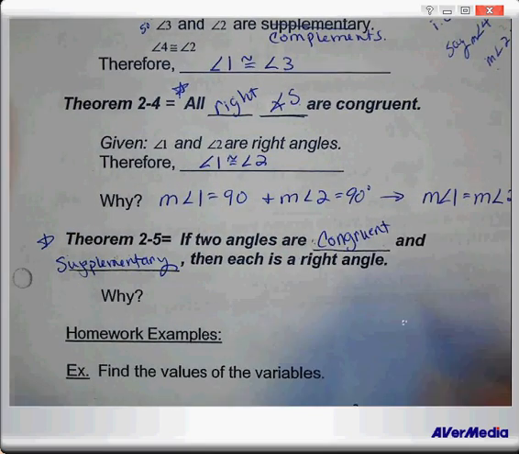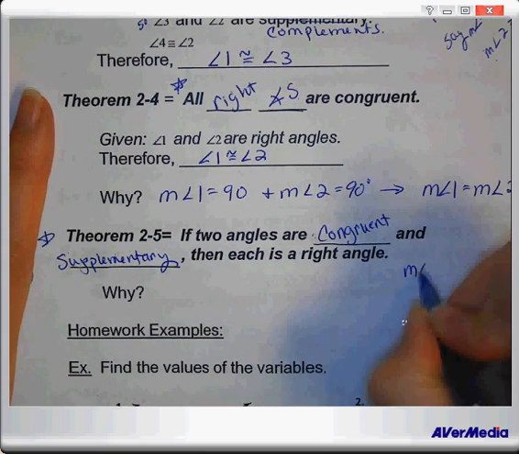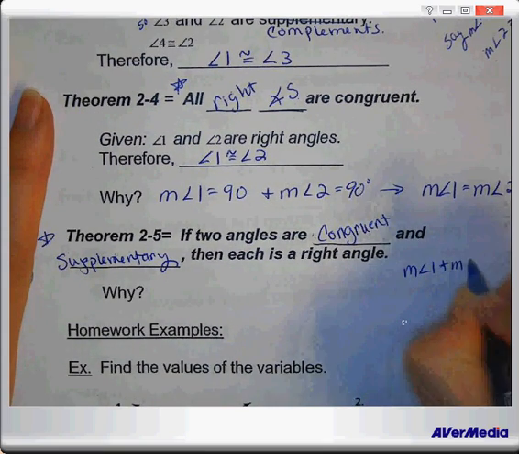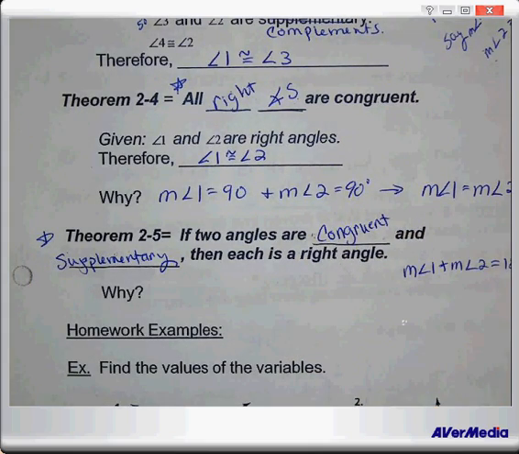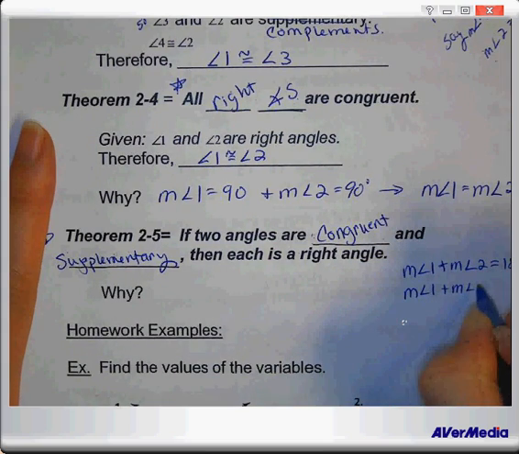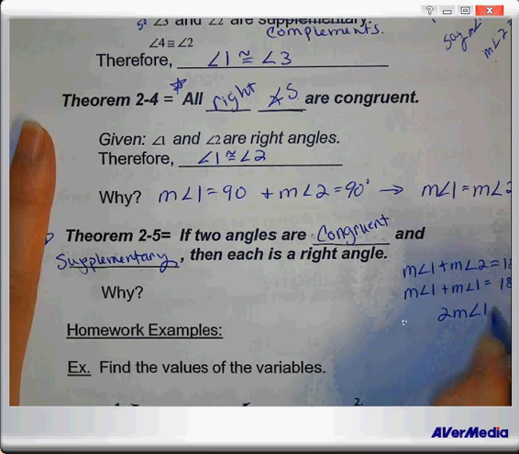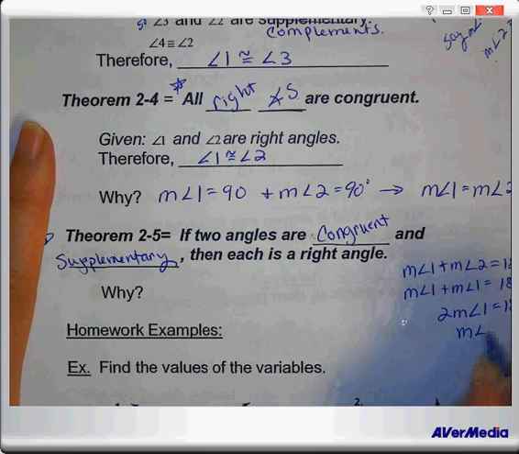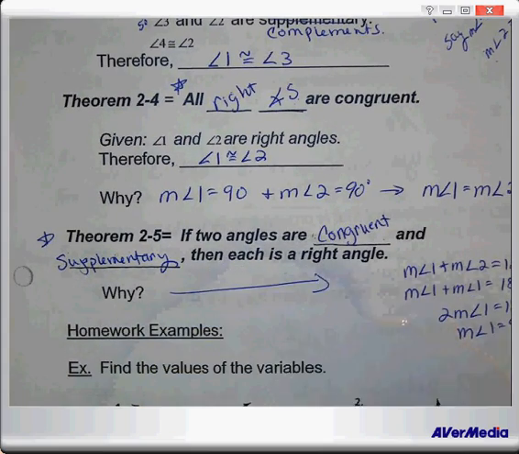Now think about that. If they're congruent and supplementary, that means the two angles have to add up to 180. Well, if they're congruent, that means they're the same size. So I can actually replace the angle 1 in for angle 2. And I get 2 times the measure of angle 1 equals 180. Well, the measure of angle 1 is 90. Well, if the measure of angle 1 is 90, so is the measure of angle 2. So it's just some basic algebra methods.